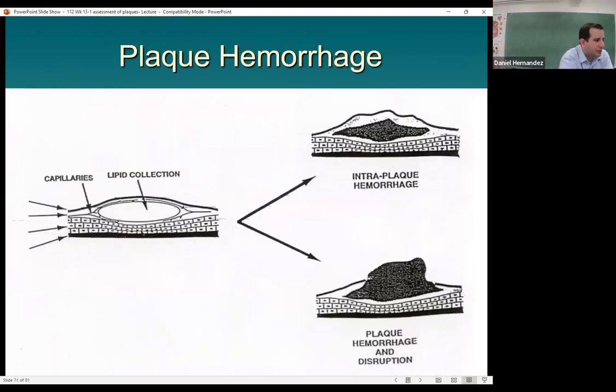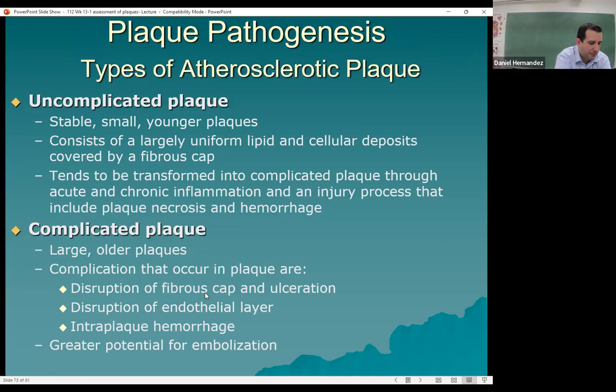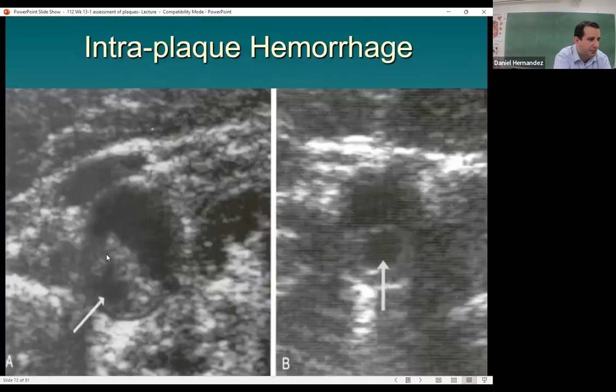Just skipping over some of these. I want you guys to be able to recognize plaques that have this intraplaque hemorrhage, these areas that appear anechoic, because these are the ones that are very critical for you to detect on ultrasound. These are the ones that have a very high risk for potential rupture and embolization. So these are very unstable, and I want you guys to be able to recognize these on ultrasound.